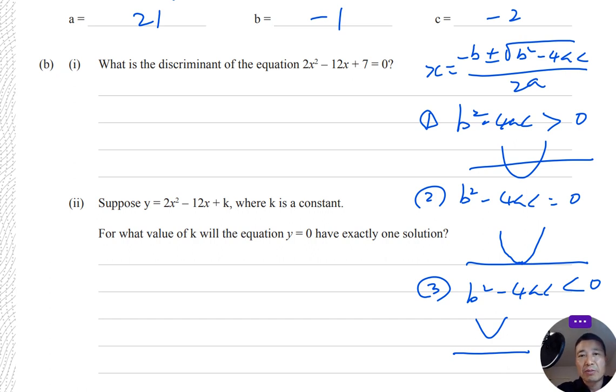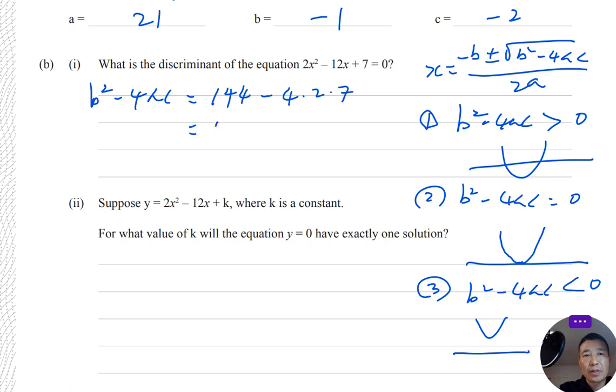Now, I explained the discriminant for question 2. For question 1, we just need to point out what a, b, and c are, right? So as you see, a is 2, b is negative 12, and c is 7. So b squared minus 4ac: negative 12 squared is 144, isn't it? And then minus 4 times a, which is 2, and c, which is 7.